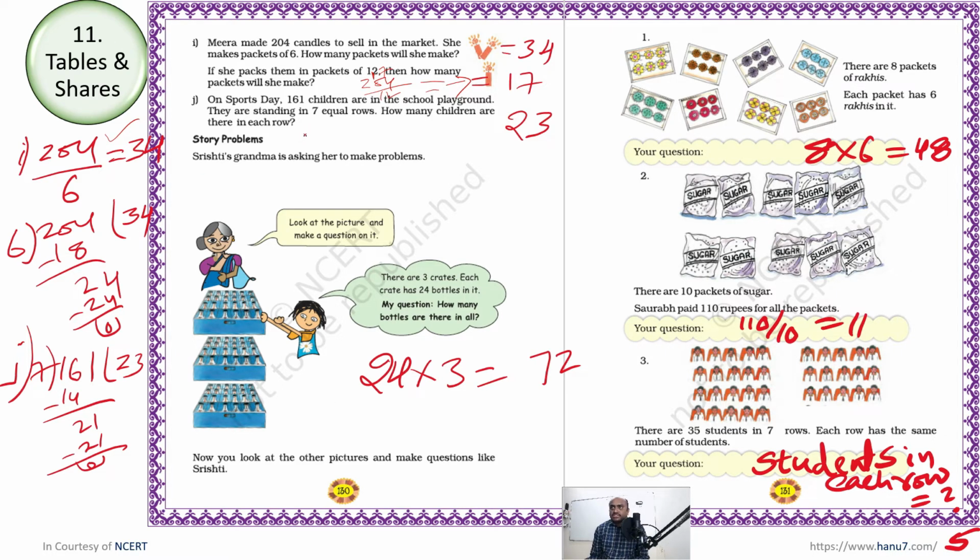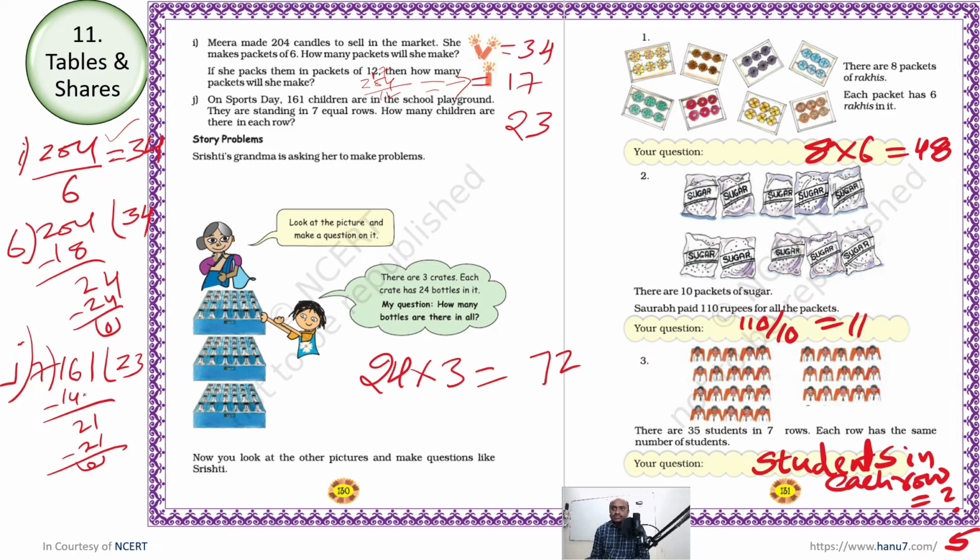So on sports day, 161 children are in the school playground. They are standing in 7 rows. How many children are there in each row? So totally you can see here, this is a division problem, right? So 161 divided by 7, you are going to get 23 as the answer.